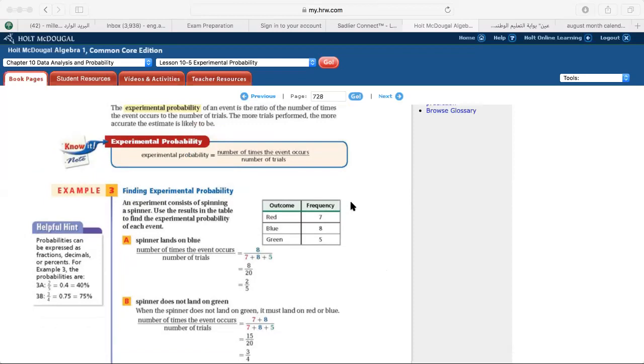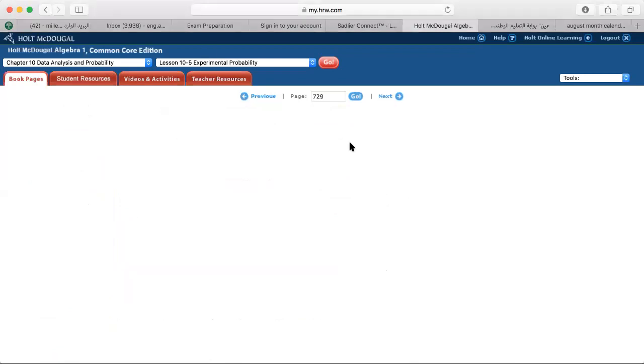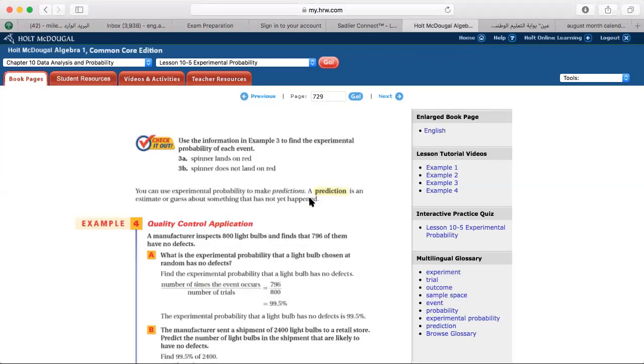Okay, girls, you are going to solve on the next page. Use the information in example 3 to find the experimental probability of each event. 3A, spinner lands on red. I want you to solve it by yourself, and I want you to send me your answers. I'm waiting for your answers. Spinner lands on red.